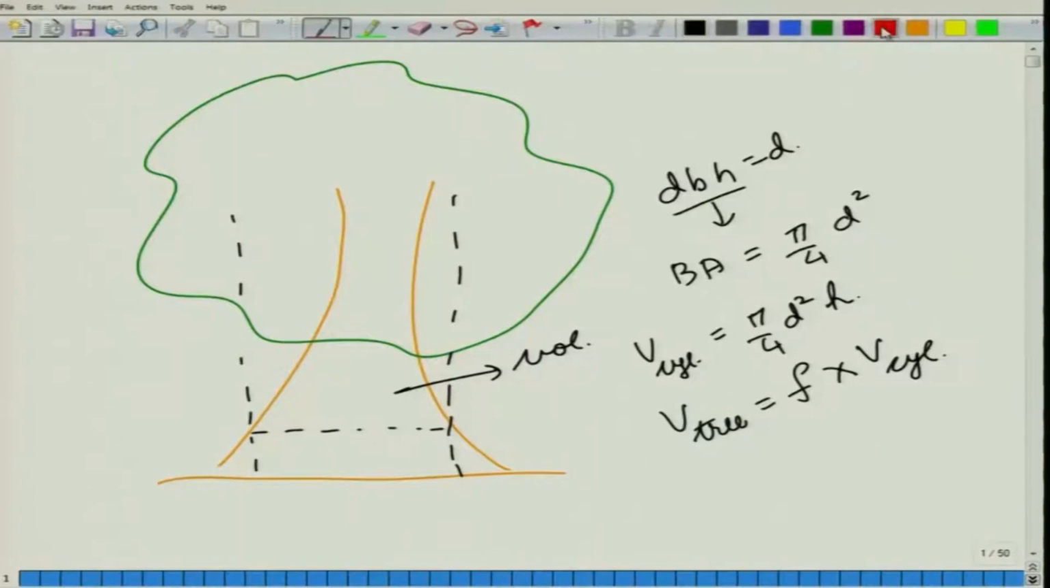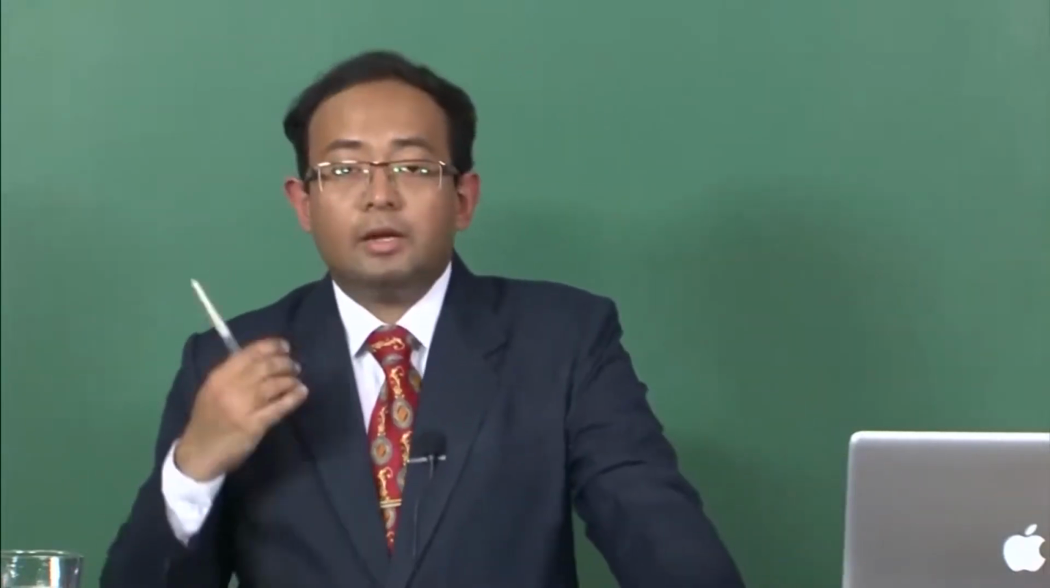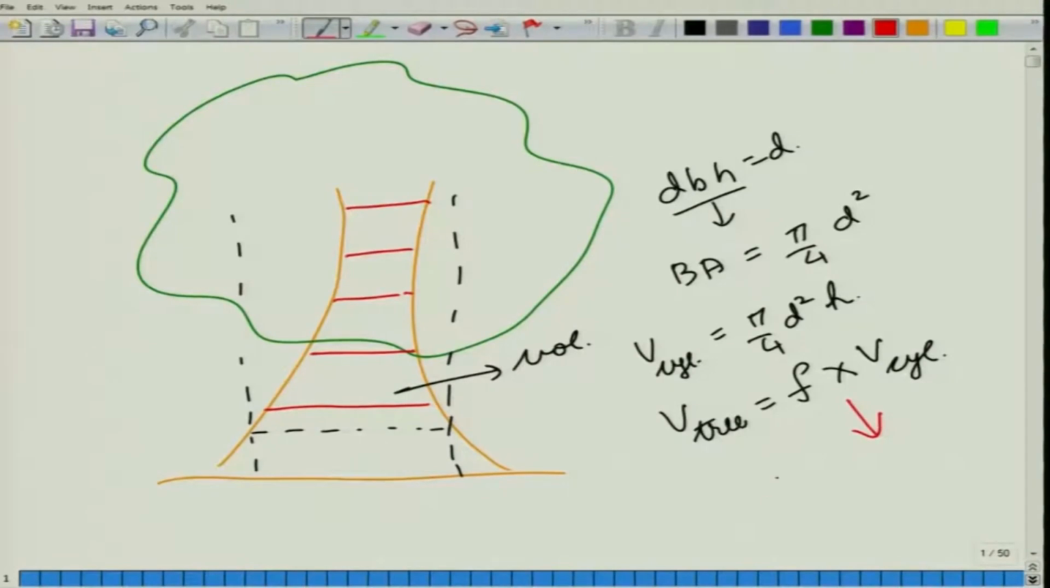So, for instance, we could divide our tree into a number of sections and then measure the volume of each section, or rather calculate the volume of each section by taking its diameters at the two ends, or say its center diameter and the height of the section or the length of the log, and we can total up all those volumes to give us the volume of the tree. Now, if we wrote this equation, it becomes f into pi by 4 d square h.